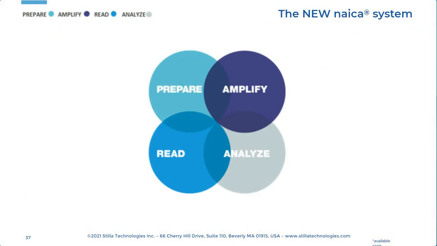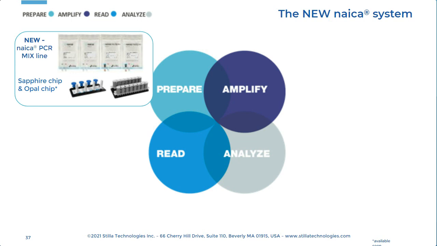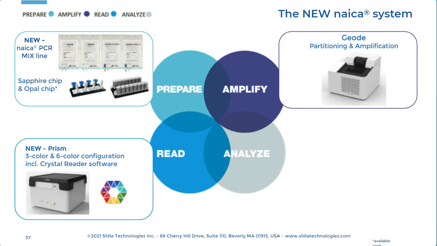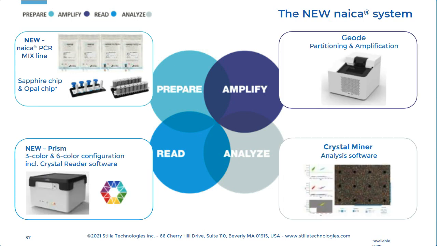The Nika system workflow consists of 4 steps: prepare, amplify, read, and analyze. Collectively, the Nika system provides a complete, easy-to-use, and fully integrated system to perform Crystal Digital PCR. We will explore each of these steps in more detail.